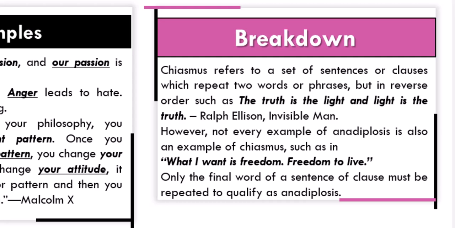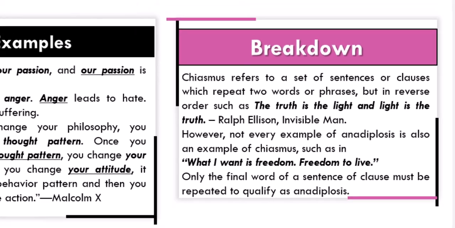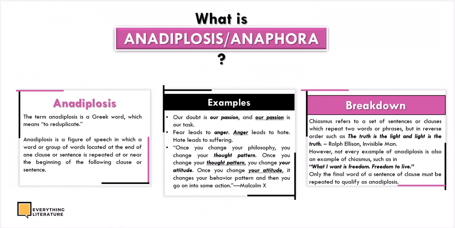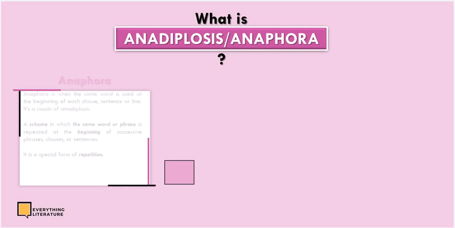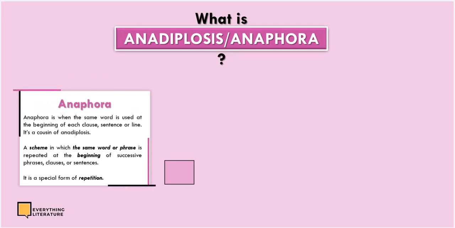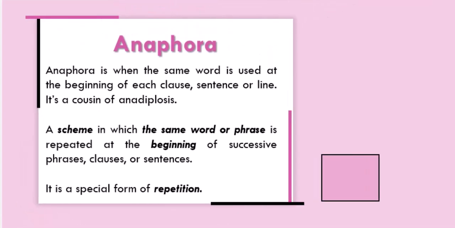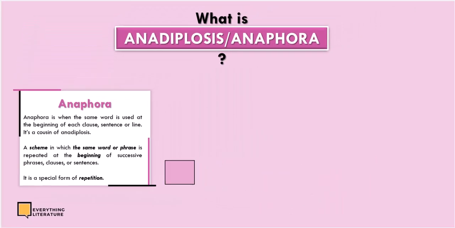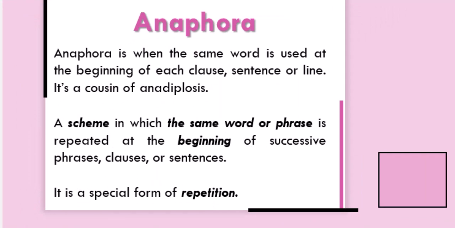Okay, so let's move to anaphora. Anaphora is when the same word is used at the beginning of each clause, sentence, or line. It is a cousin to anadiplosis. Now, anaphora specifically refers to a scheme in which the same word or phrase is repeated at the beginning of successive phrases, clauses, or sentences. It is a special form of repetition.